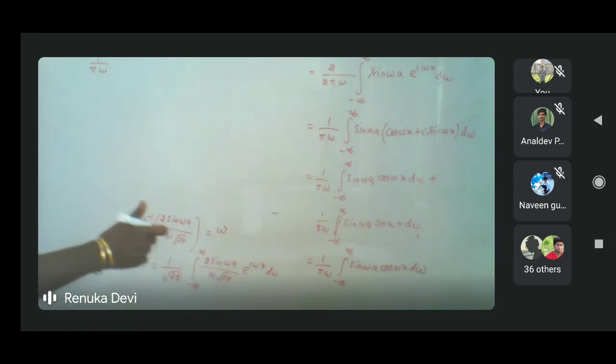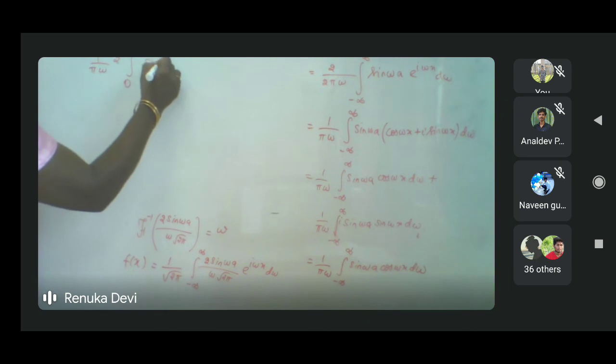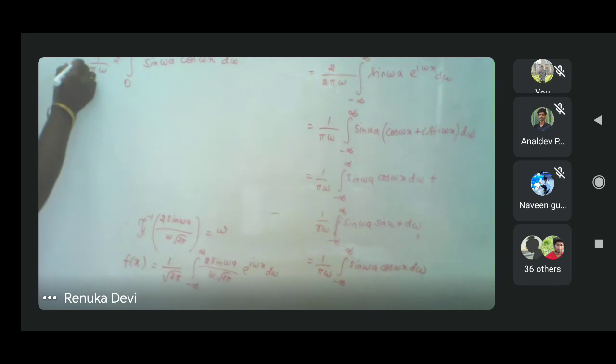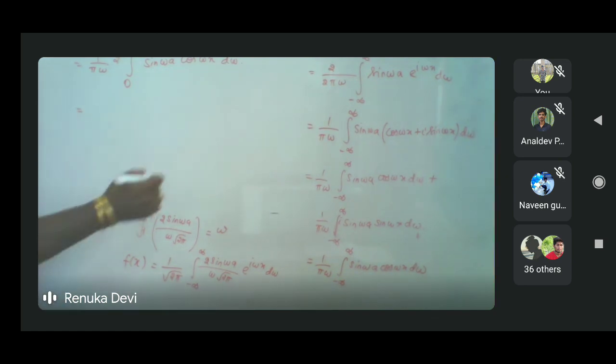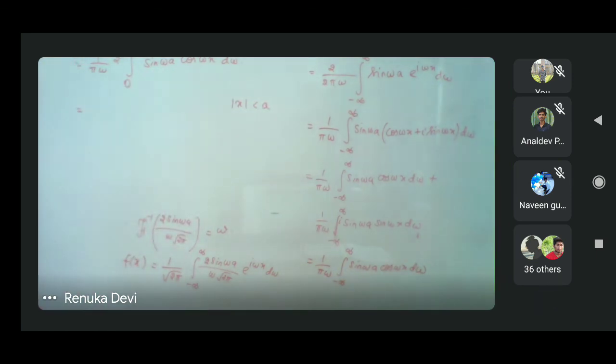That is equal to, I write this as twice the integral from 0 to infinity of sine WA cos Wx by W dW. We have to evaluate this. For modulus x less than a, what will be the value here? And for modulus x greater than a, what will be the integral value? We have to find that.